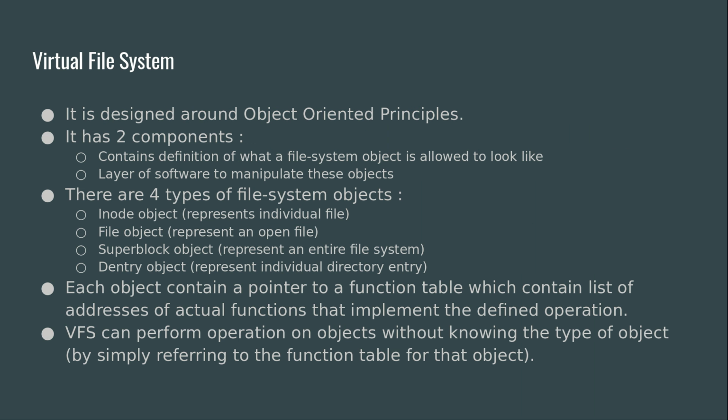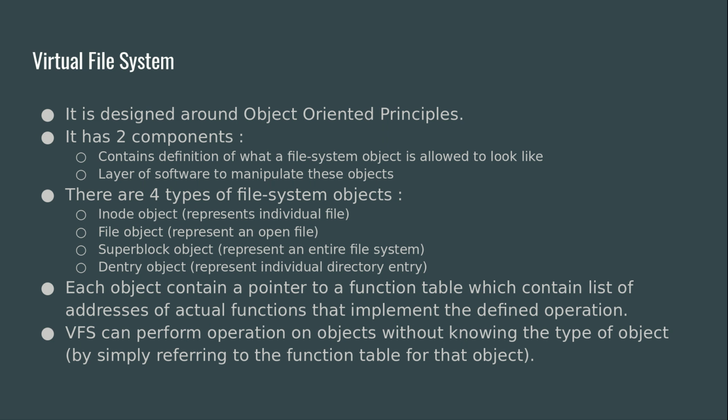The virtual file system is designed around object-oriented principles. So it has two concepts. Number one, a definition of what a file system object is allowed to look like, and number two, a layer of software to manipulate the objects. There are four object types. One, inode object. Number two, file object. Number three, superblock object, and number four, entry object. We will read about each of them as we go on.